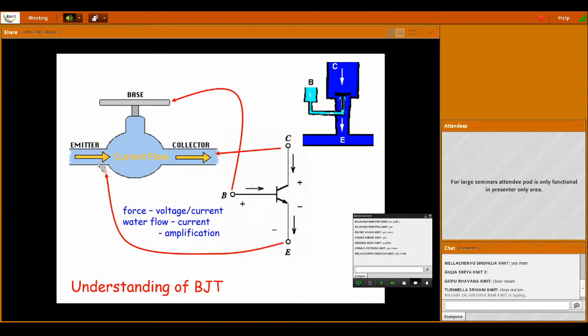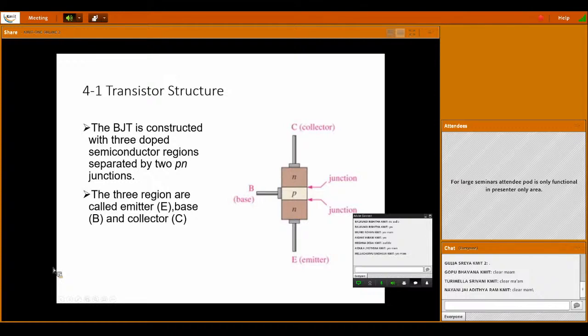Next, I'll move to the next slide. Now the real world applications. I took a simple application and described it. What is the need of the transistor? Real world. Next I'll move to the next slide. In my next slide, I have the transistor structure. Actually, in the last class itself we completed it.